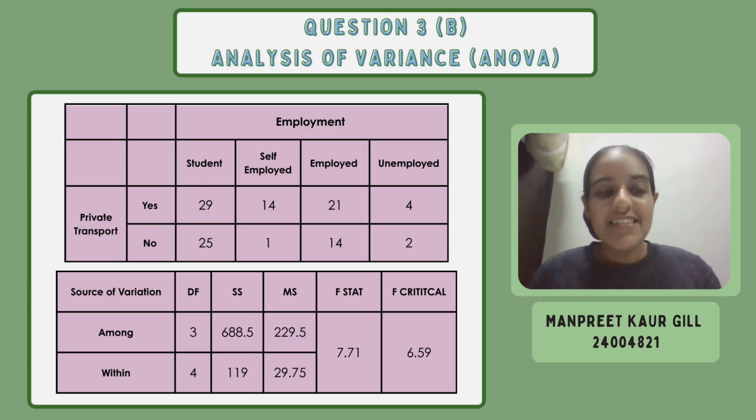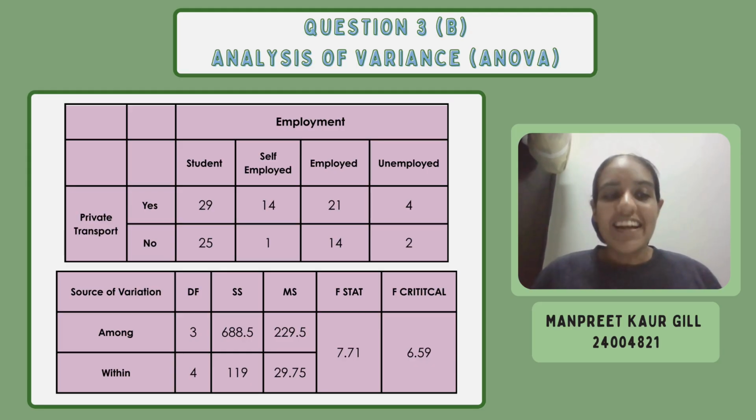The null hypothesis is population mean 1 equals population mean 2 equals population mean 3 equals population mean 4. The alternative hypothesis is not all population means are equal. Table 2 shows the calculations needed for ANOVA. The calculated F-test statistic, from mean square among divided by mean square within, is 7.71.